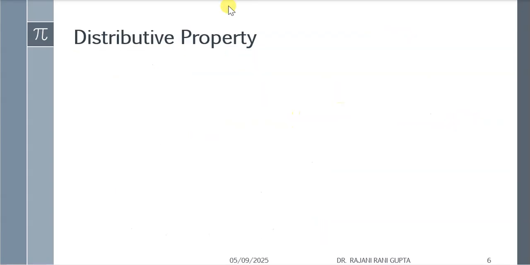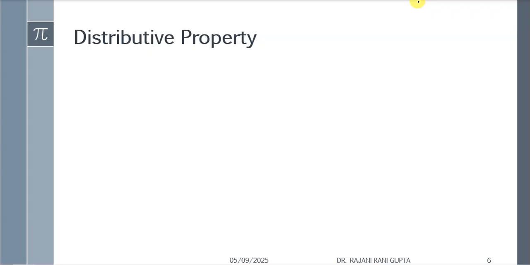Clear? Let's move to the next property, the distributive property. In this property, we are going to use addition and multiplication together. As the name says, distributive, it means we have to distribute the operator, or you can say the numbers.